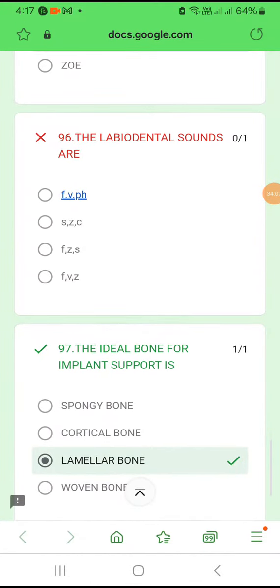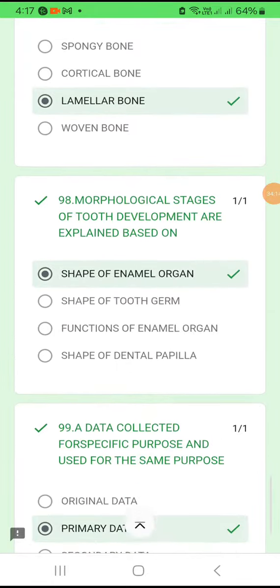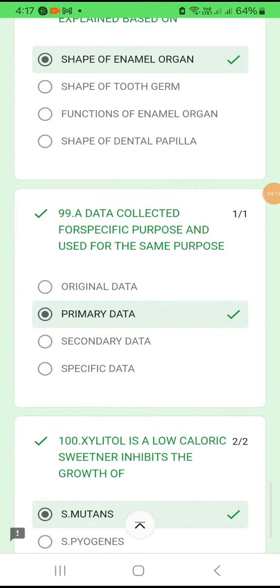Okay, this comes the last. This was not marked, that is why it was given as wrong. Okay, the labiodental sounds are F, V and PH. That is the correct answer.